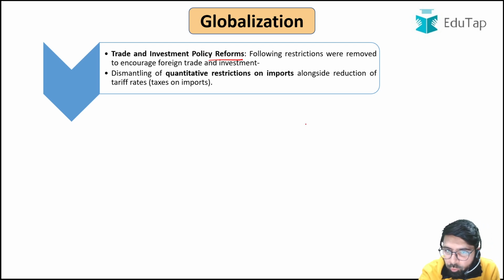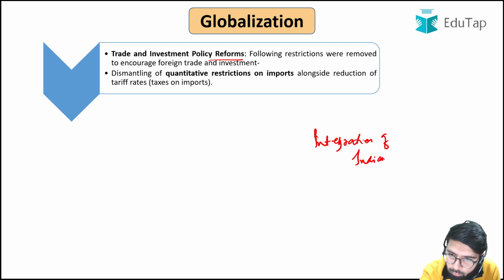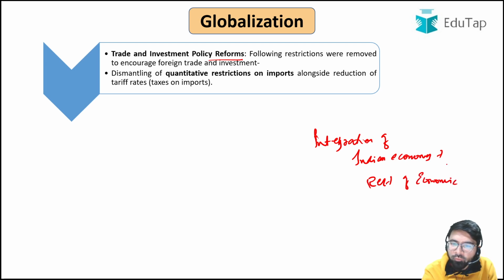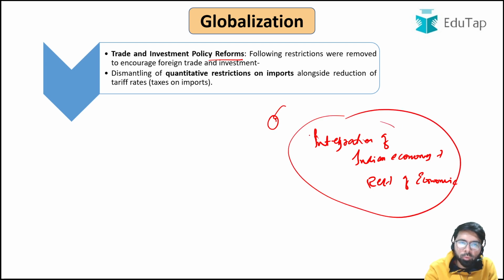See, what exactly do we mean by globalization? The integration of the Indian economy with the rest of the economies globally, so that if any event occurs or takes place in any of the economies, it will have an impact across the globe. Such integration is known as globalization.